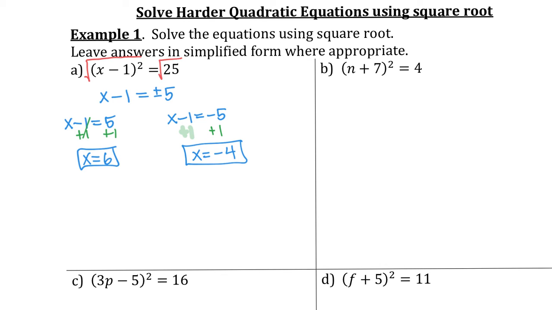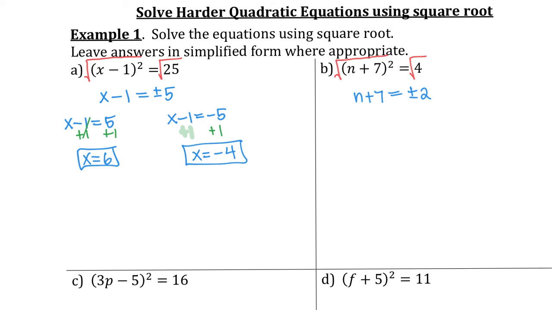Okay, let's look at B. B says the quantity n plus 7 squared equals 4. Now, the n plus 7 is trapped together in the parentheses with this squared on the outside. So to cancel the squared, I'm going to square root both sides. The squared and the square root cancel, so I get n plus 7 equals. Now the square root of 4 is 2. But because it was quadratic, I'm going to get a positive and a negative 2.